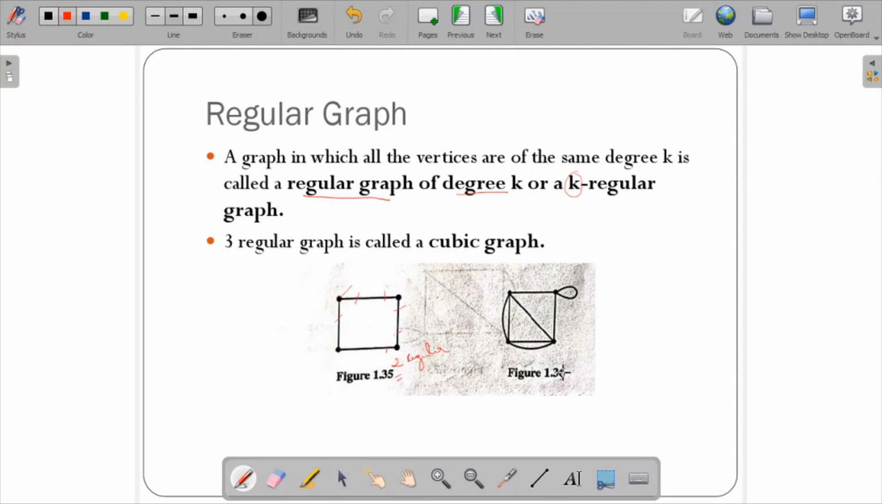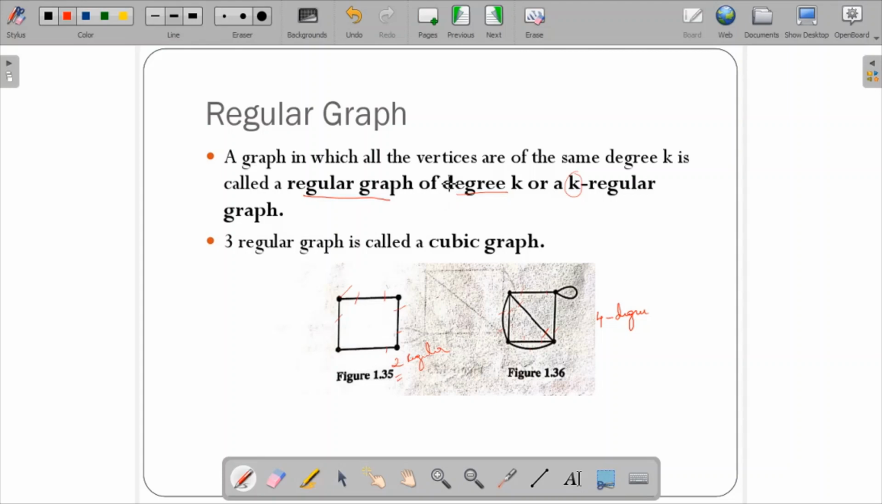When you go to figure 1.36, here for one vertex we have 4 degrees. Even for this vertex we have 1, 2, 3, 4, and for this vertex also 1, 2, 3, 4, and 1, 2, with this loop taken as twice. So every vertex has degree 4. So this graph is a 4-regular graph. A regular graph is one where all the vertices have the same degree k.